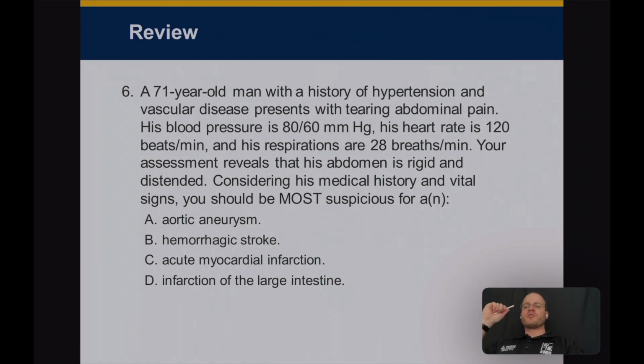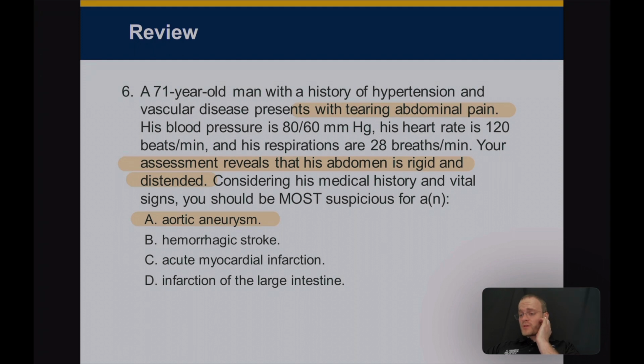A 71-year-old male presents with a history of hypertension and vascular disease. He presents with tearing abdominal pain. Okay, that's an important phrase, the word tearing, I'll talk about that. His blood pressure is 80 over 60. His heart rate is 120. Respirations are 28. Your assessment reveals that his abdomen is rigid and distended. That is important. Considering his medical history and vital signs, you would be most suspicious of definitely aortic aneurysm.